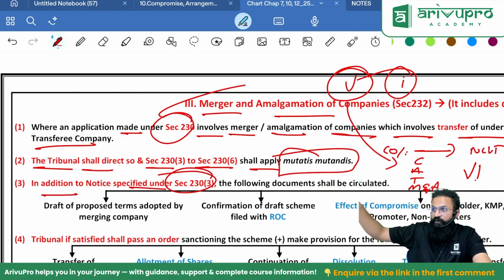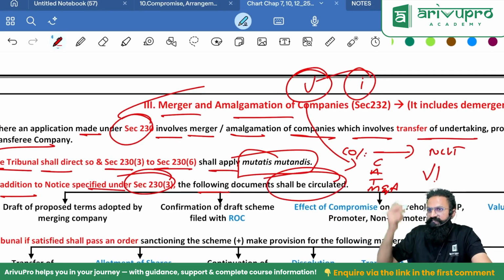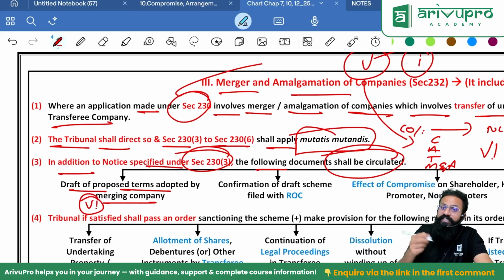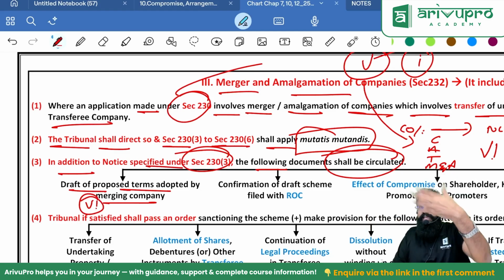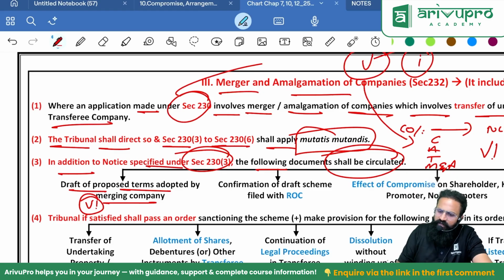Now, sir, in addition to the notice specified in 233, that is, we are sending notice to the creditors, debenture holders and all, they are telling you the following documents shall also be sent in addition to what is given in section 230. What is that? Draft of the proposed terms adopted by the merging company. Meaning, Vodafone Idea, you're coming together. What are the terms of that merger? You have to give that. Meaning, I need to know my equity shares will be taken away from Vodafone. How many new shares will I get? Or if I get some money directly, how much money will I get? That I need to know. That is what the proposed terms are. Next one, confirmation of draft scheme filed with ROC.